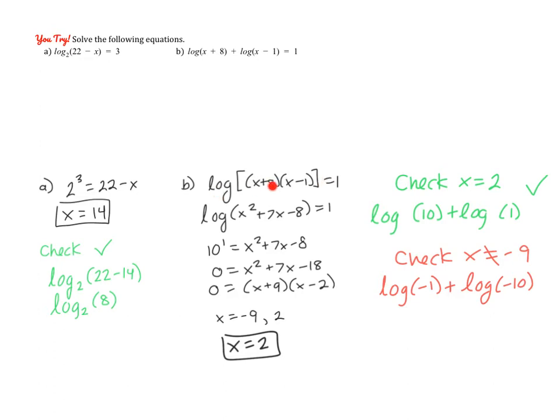For part B, after you condense your logarithms and rewrite, you get a quadratic equation that gives you two solutions. Now when you check, x equals 2 is valid. However, x equals -9 gives you an undefined expression, so therefore our only solution should be x equals 2.